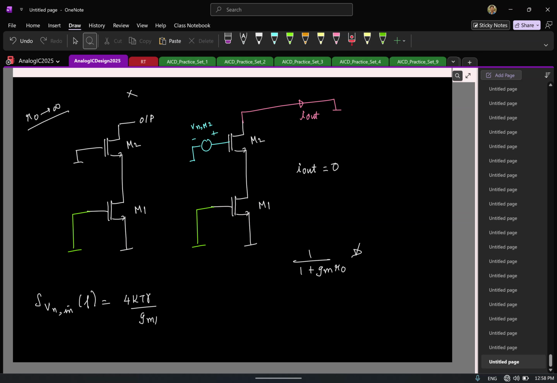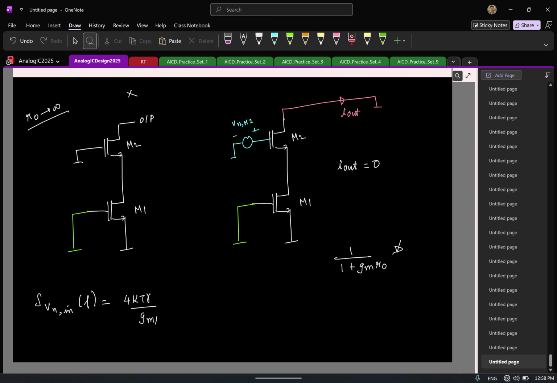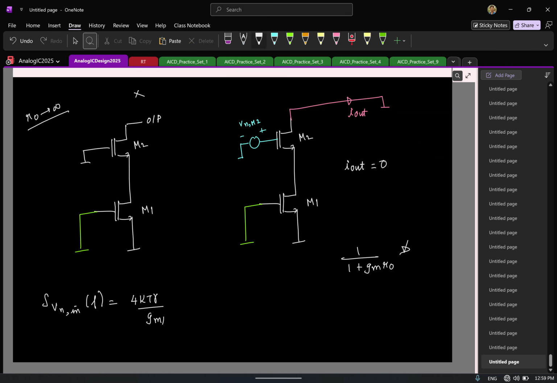So that's one nice thing about cascode. Cascode is like a nice friend who comes and improves the nice properties in your life without making too much noise. So here, this basically improves the output resistance but adds very little noise. Okay, cool. So any questions on this?